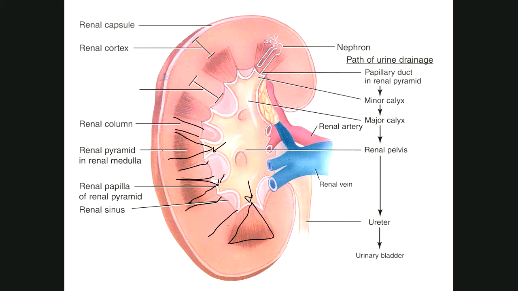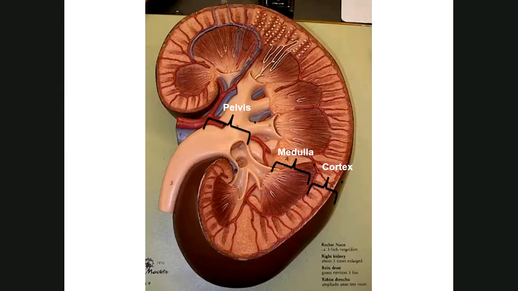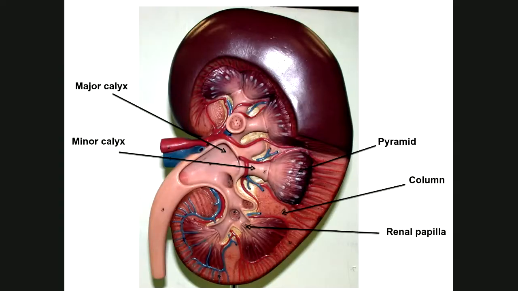So pyramids and columns are not the same thing. They don't even look alike. Look, there's the pyramid, there's the column. They don't look anything alike. But pyramids and columns are both part of this medulla.